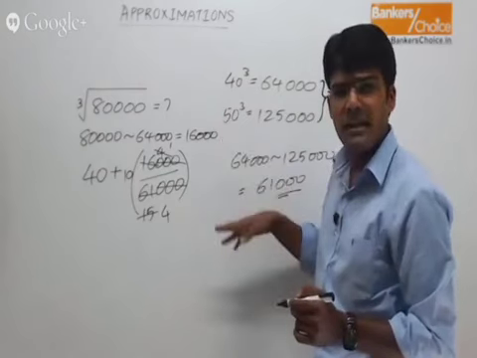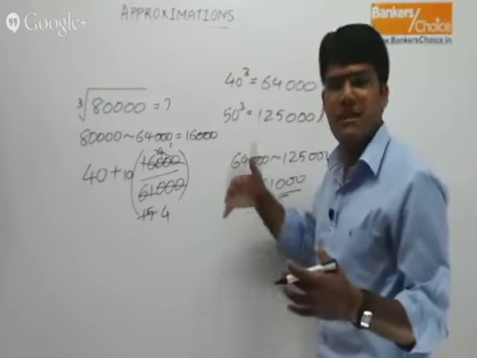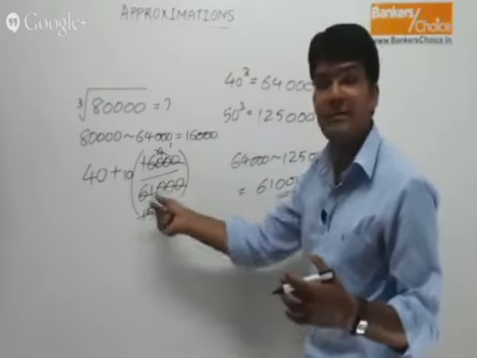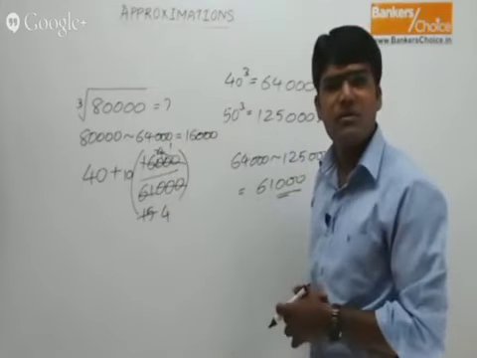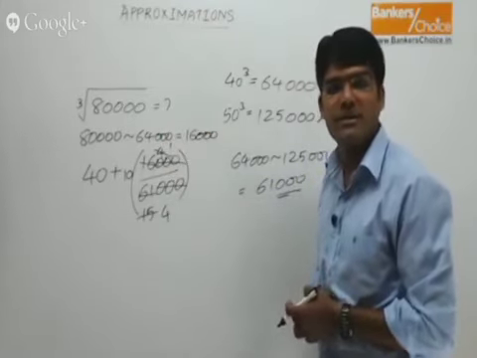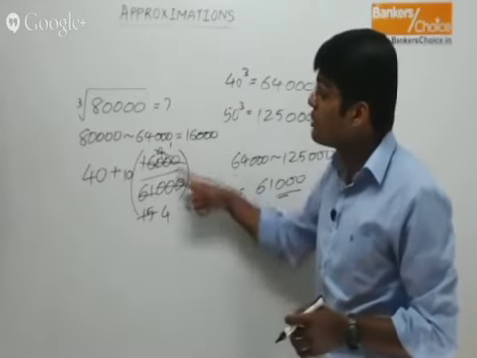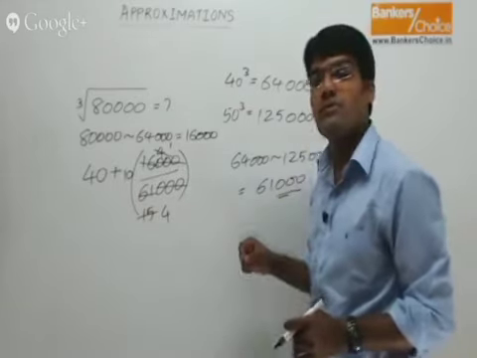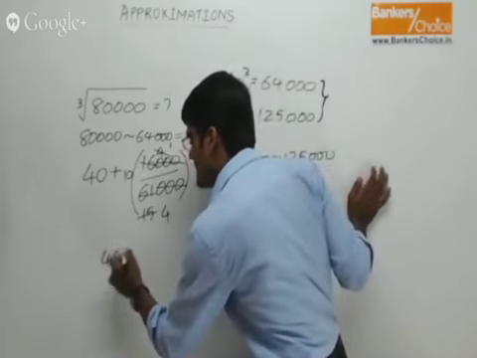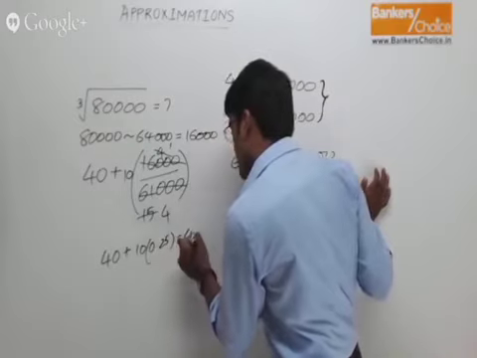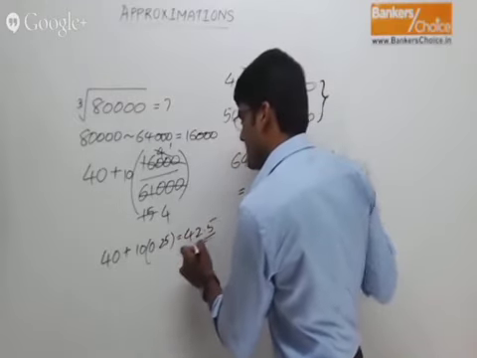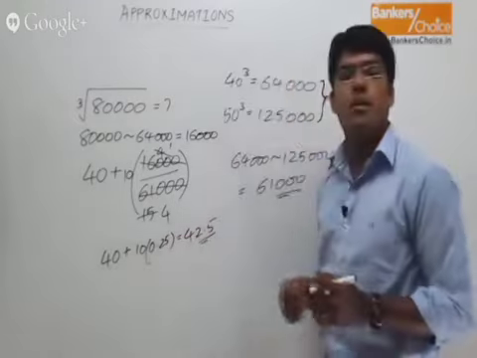Strictly speaking, it will be more than 1 by 4 because actual denominator is less. When the actual denominator is less, actual value will be more, right? Anyway, approximately 1 by 4. 1 by 4 is 0.25. 0.25 multiplied by 10, 2.5. So your answer here will be 40 plus 10 into 0.25, which is equal to 42.5.